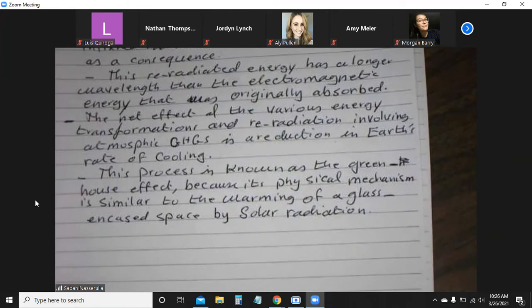This section is basically just to explain this effect and to talk about this natural greenhouse effect, which has an important role in warming the surface of the Earth, the planet, which makes it more sustainable for organisms to live. Otherwise, the temperature would be quite cold.